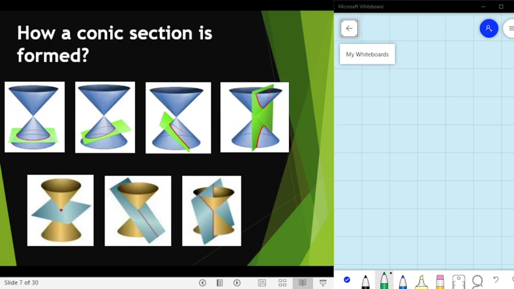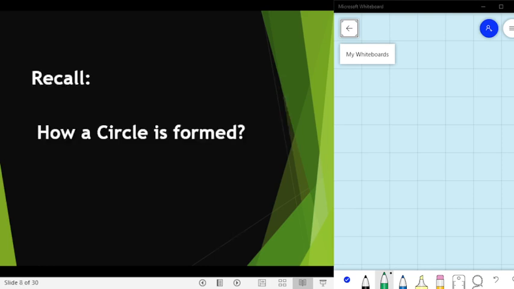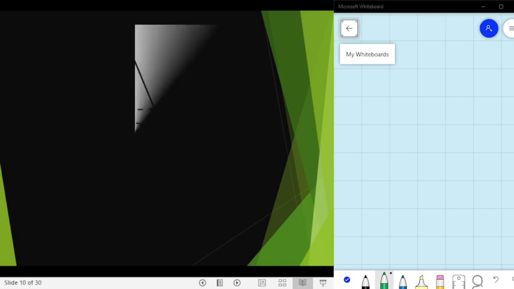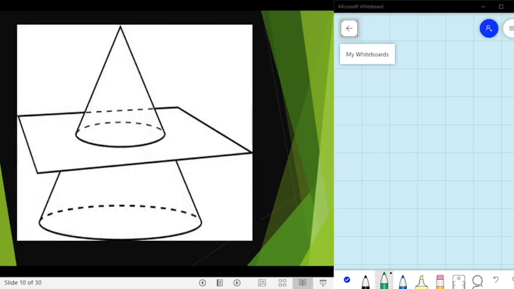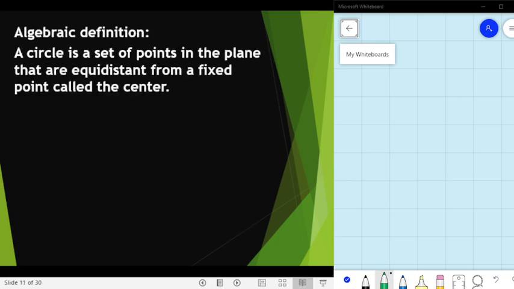Okay, so let us now proceed to how a circle is formed. Let us recall a little what we saw earlier. A circle is formed by slicing a right circular cone with a plane traveling parallel to the base of the cone. So, let us illustrate that again. Okay, the algebraic definition of a circle is a set of points in the plane that are equidistant from a fixed point called the center.